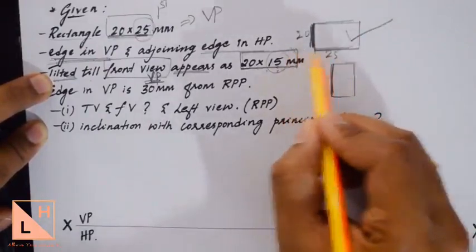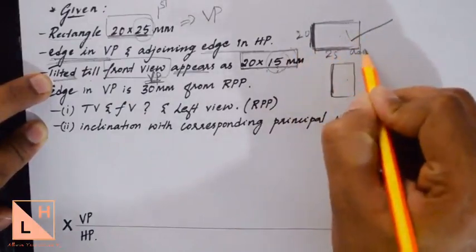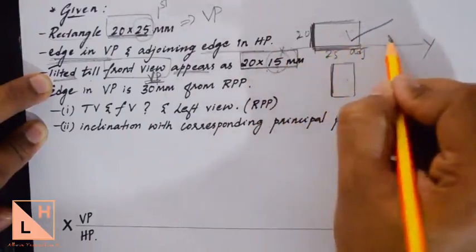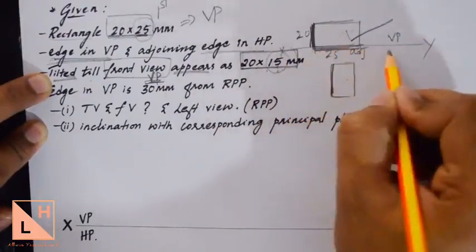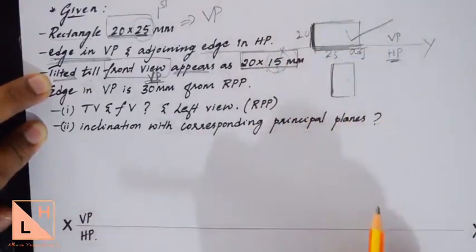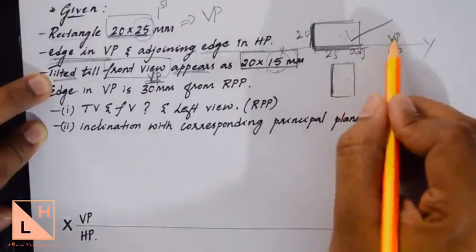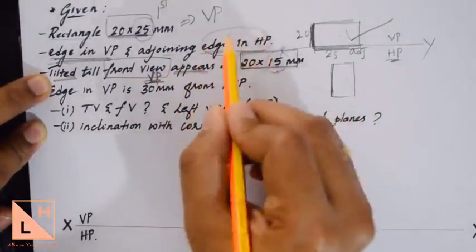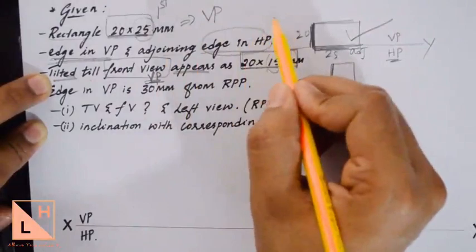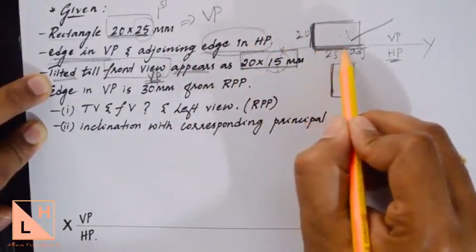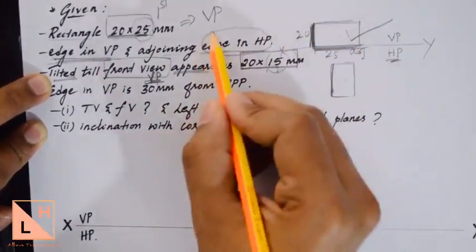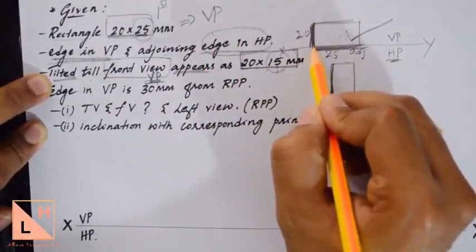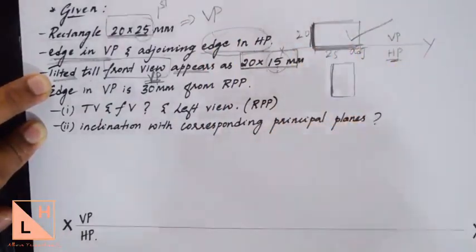So what I'll do is I'm going to keep one of the adjoining edges on the xy line. If I keep the adjoining edge on the xy line in VP, it means that this adjoining edge is actually resting in HP, right? Because any condition with HP will be satisfied in VP. Here it says that the adjoining edge is in HP. Condition with HP, you will be able to see in the vertical plane. So this is the adjoining edge which will be on the xy line, which satisfies this condition also. So while you are drawing the rectangle, draw it in such a way that the adjoining edge touches the xy line.